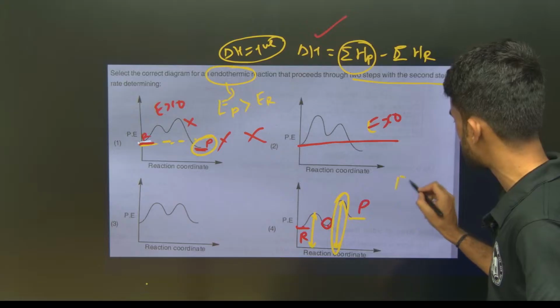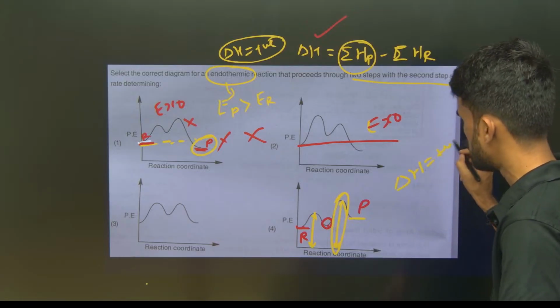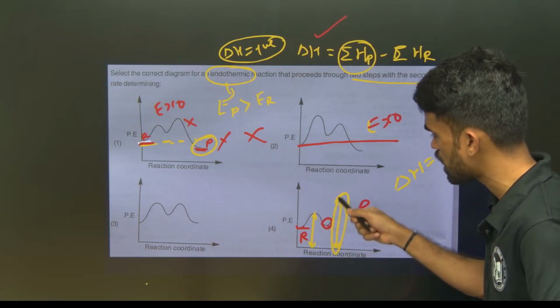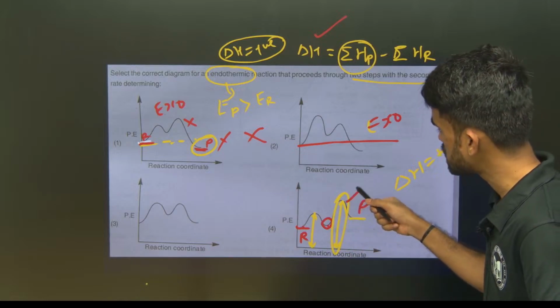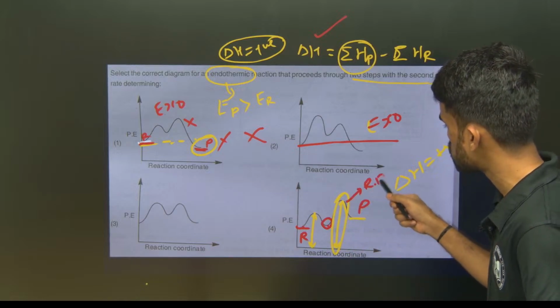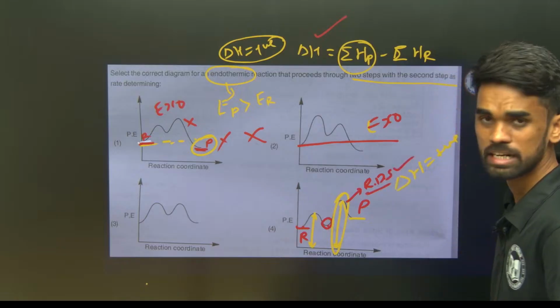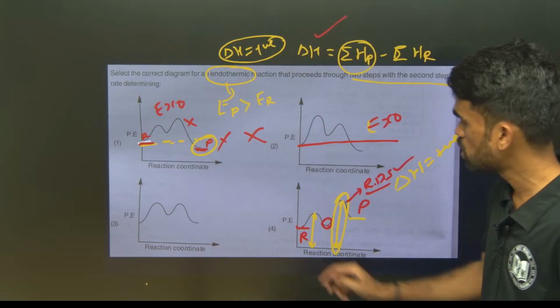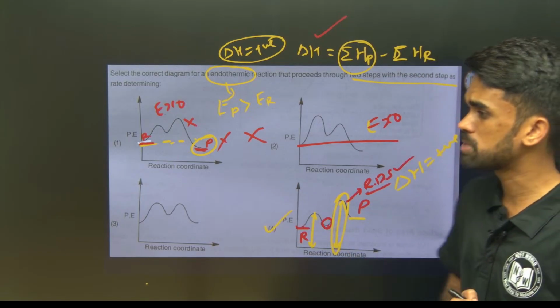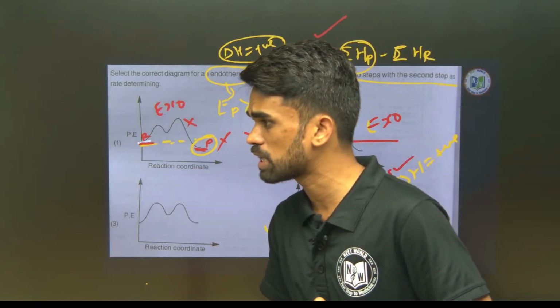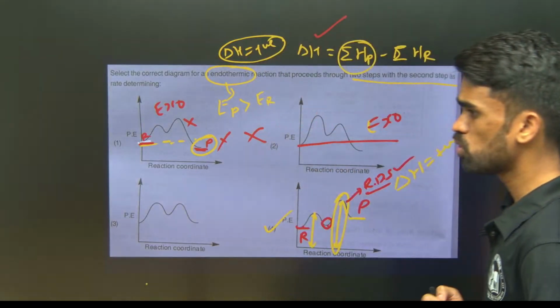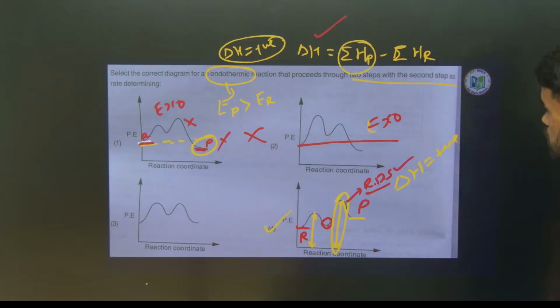So, delta H will be positive in this case, and it has more energy gap. So, I can say this is the rate determining step or slowest step in this reaction. So, the rate determining step is the second step. The proper answer for this will be option number 4. Hope it is also clear now. Let me move forward with a few more examples.